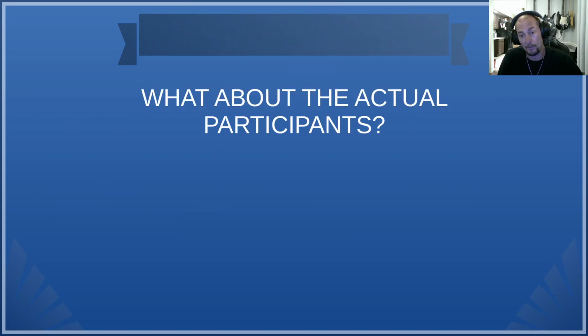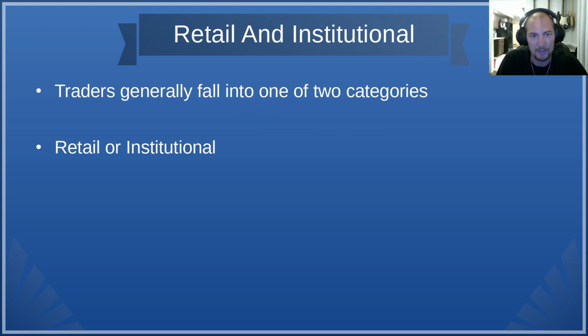So now we've covered the three different types of traders. Let's actually go over the participants in the market. There's going to be two types. You have retail traders and you have institutional traders. We generally fall into one of these two categories.